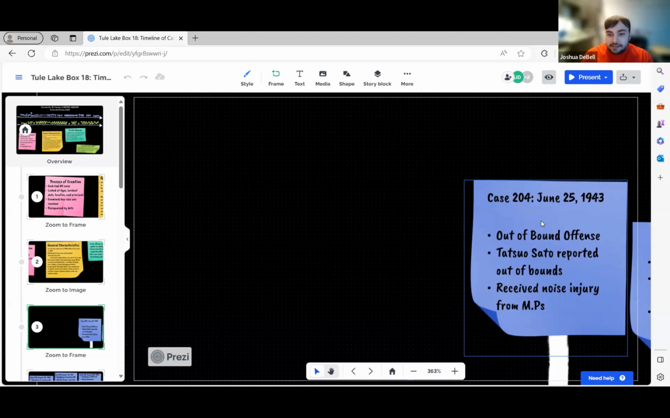And I like to take Sato at his word because this case was resolved due to how cut and dry it was. But Sato did receive a nose injury from an MP who supposedly said he was resisting assistance from them. So it does show that they took some of those ideas, especially not being in places that they should be, very, very seriously.